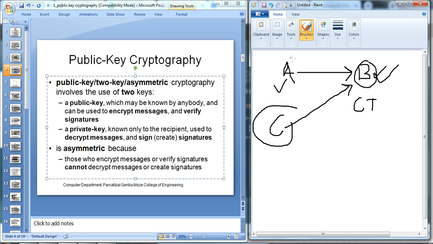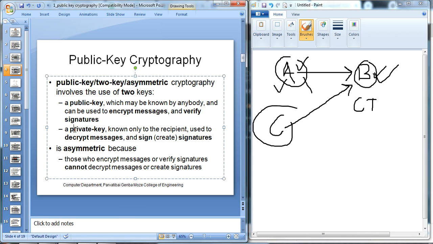Every user has its own private key. If anyone wants to send data to A, they use the public key of A, and A decrypts that data with the help of its private key, which is only with user A. That is the concept behind public key cryptography with a public key and private key pair. It's asymmetric because for encryption we use one key and for decryption we use another key.